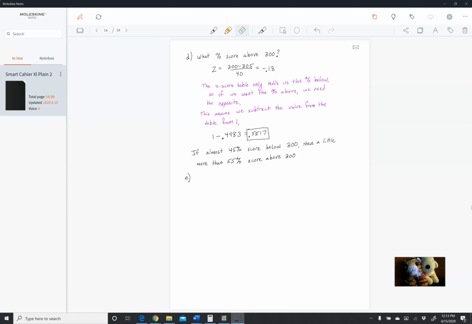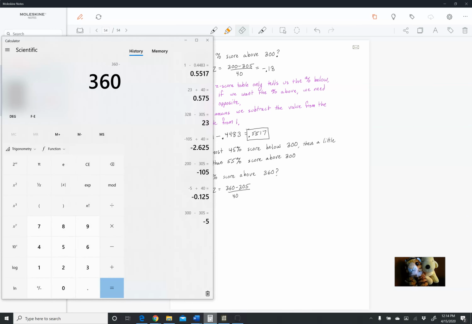So let's do one more like this. Let's say what percent score above 360. Okay, so we need our z-score. This tells us where we are on the normal curve. So 360 minus 305, and then we divide by 40. This tells us we're 1.38 standard deviations. Okay, 1.38 standard deviations.